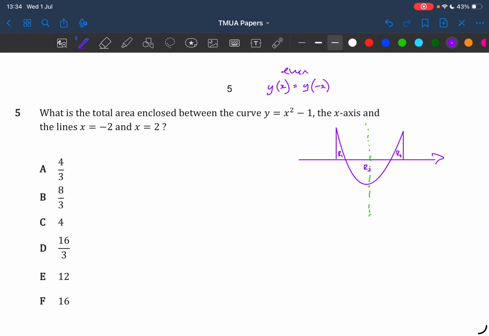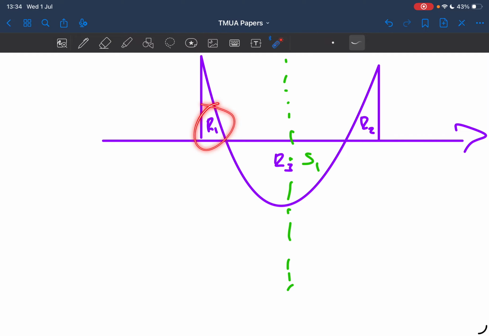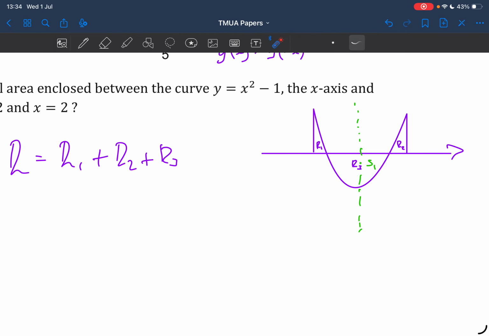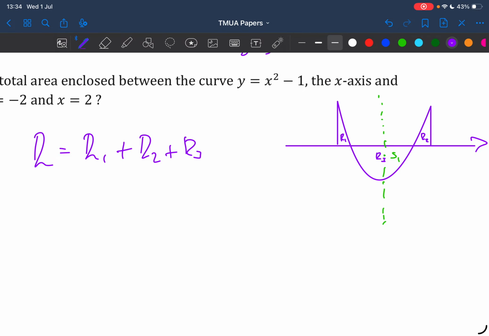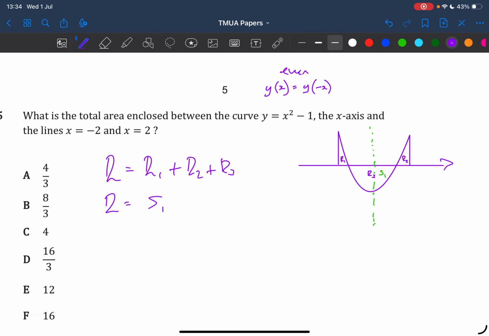So we can work this out by thinking if we have all of the area, it would be R1 plus R2 plus R3. If I do it in green, we can have, say, S1, and that's still R2 up there. Because R1 and R2 are the same, and then S1 is going to be exactly half of R3. So instead of thinking about all those 3 parts, we can say that it should be just S1 plus R2, but then double that because it's the same either side.